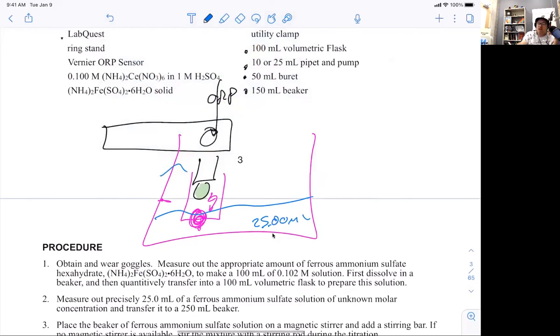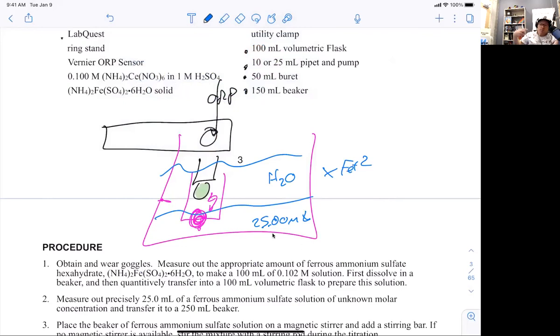And so what you're going to do then is add a bunch of water. And at first that feels kind of weird. You just carefully measured 25 mils of iron, and now you're going to add a ton of water. Don't worry about that. We don't use this water in the calculation. And as long as that water doesn't have iron 2, the amount of iron 2 in the 25 mils doesn't change. And that's what we're finding. So you just add enough water to get the sensor submerged.